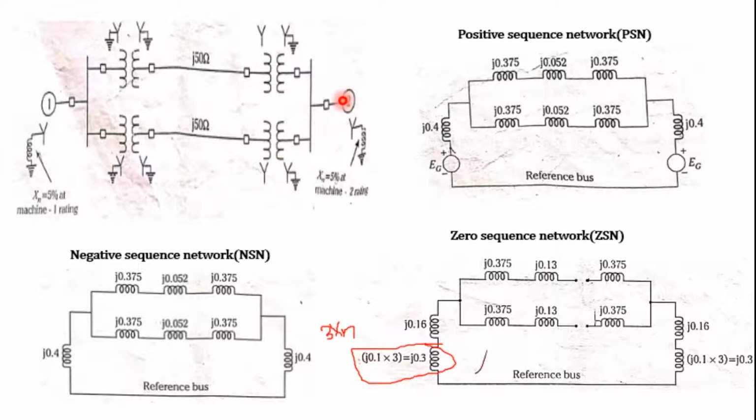Then generator G2 is grounded through a neutral reactance, that's why we have to consider 3 into the ground reactance, which is 0.1, so we get 0.3. So this is what the zero sequence network is. Okay, so this is how we are going to solve the numericals.